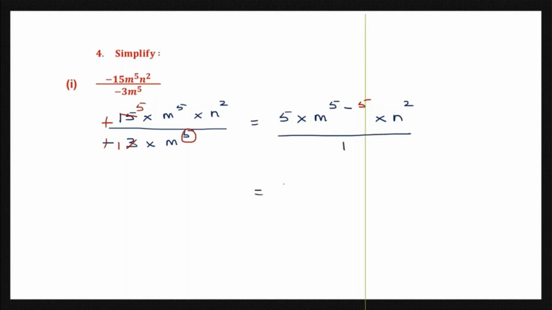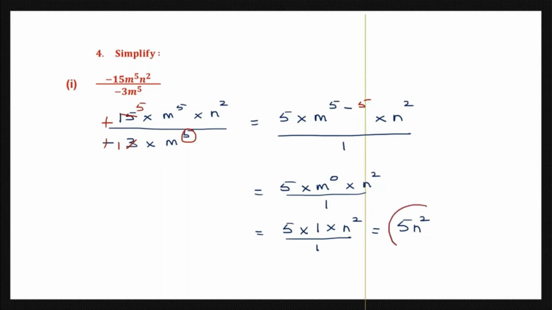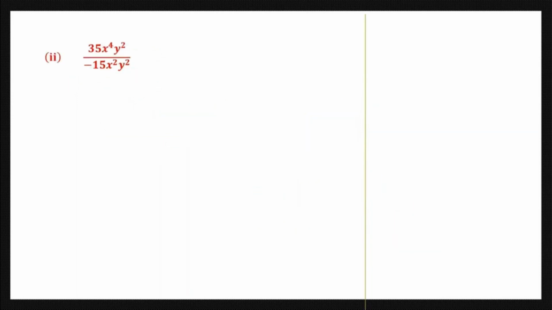So this is 5 into m to the power of 5 minus 5 is 0 into n to the power of 2 by 1. So this is 5 into anything to the power of 0 is 1 into n to the power of 2 by 1. So this will be 5n square by 1, or simply 5n square. So this is our answer.